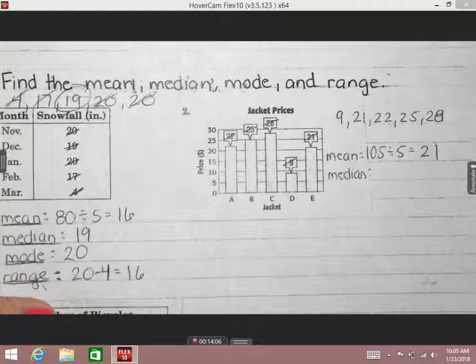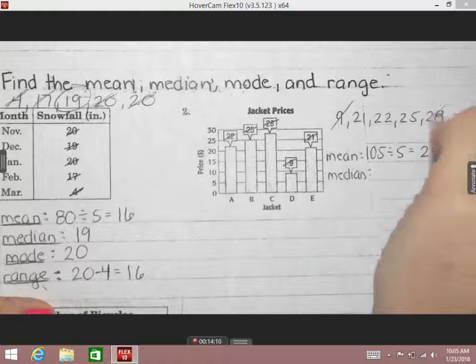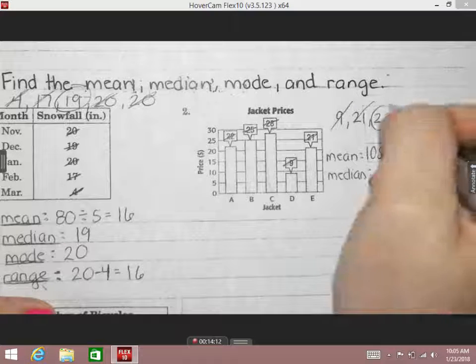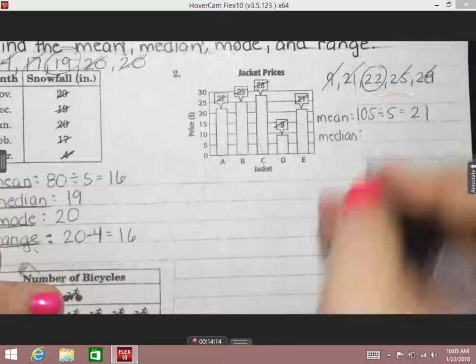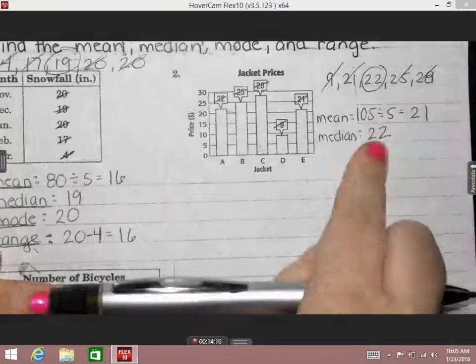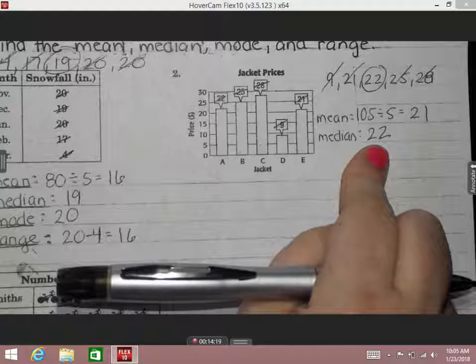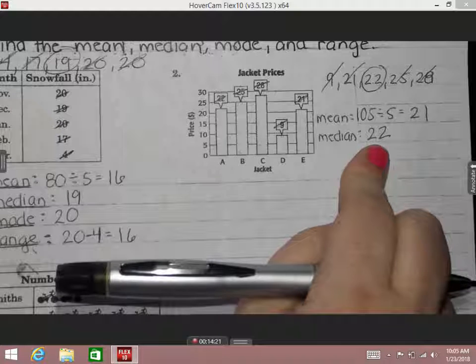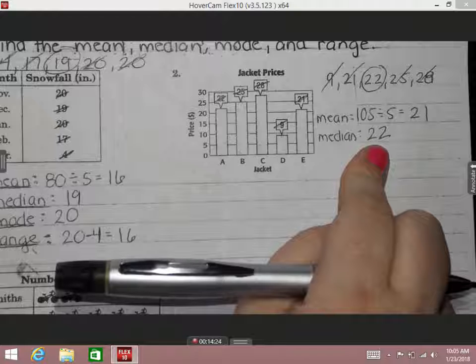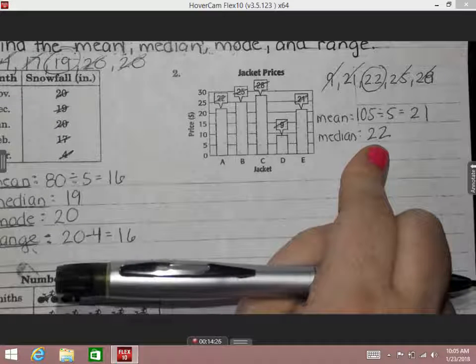What about the median? What do we get for our median, Abby Faith? 22. So if I look at these going from end to end, we got 22 in the center. The median is always going to be exactly in the center, correct? Nick. We're going to look at that next one.